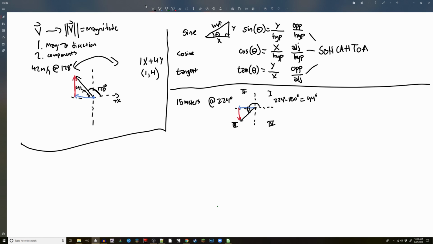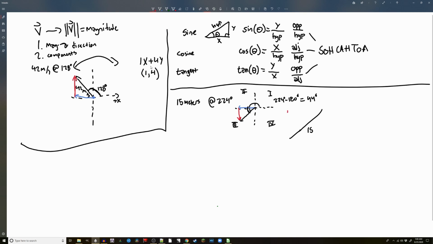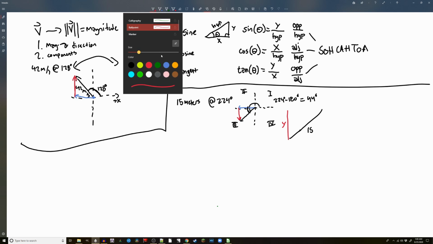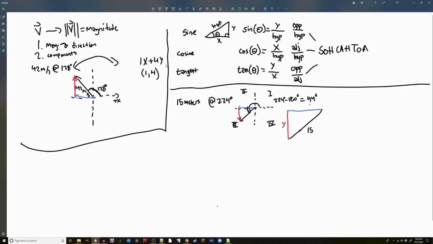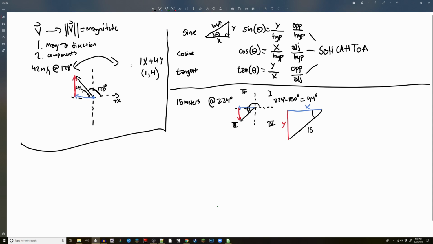I'm going to draw this triangle just a little bigger over here with a hypotenuse of 15, and we're going to draw in x and y legs for it here. Here's y, and I'll label it, I should say. There's y, and here's x. And between x and the hypotenuse, that's 15, we know now that we have a 44 degree angle.